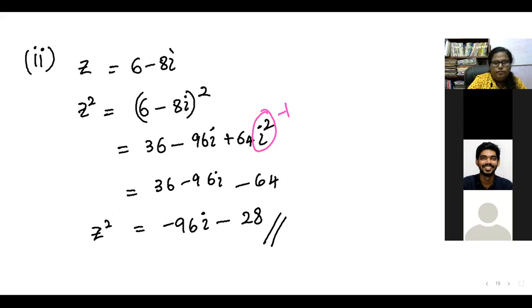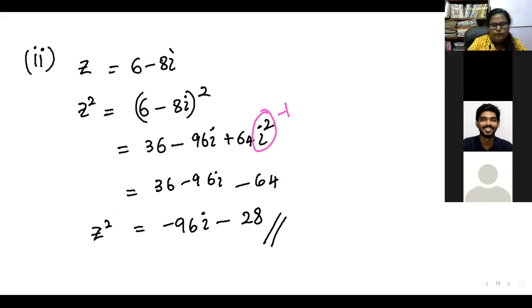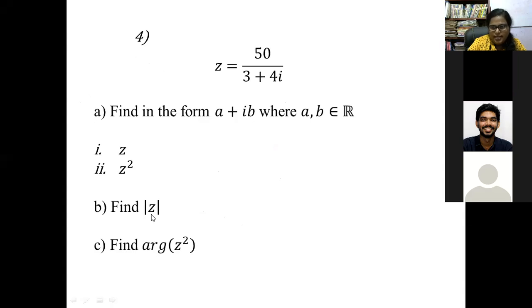So when I go back to the question, I will show you the next question. You have to find the modulus of this Z, right? So we have to find the modulus of Z and arg Z square. So you have to find the modulus of this Z and the arg value of this Z square, right? So we'll see this one on the whiteboard.